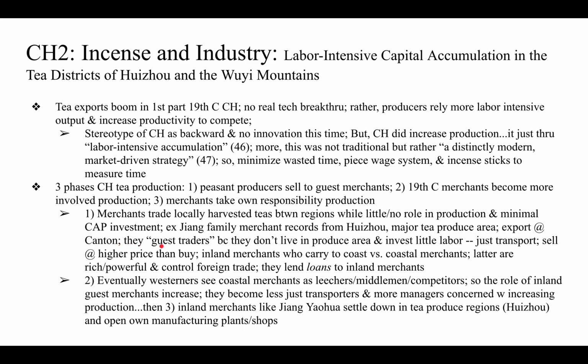So the Jiang family were what was called guest traders, because they didn't live in the area where tea was produced and they invested little in labor. They just transported the tea basically and then tried to buy it low and then sell at a higher price. And there's a distinction between inland merchants who carried the tea to the coast and coastal merchants. And the latter are the rich and powerful merchants who control the foreign trade, and they also lend loans to inland merchants.